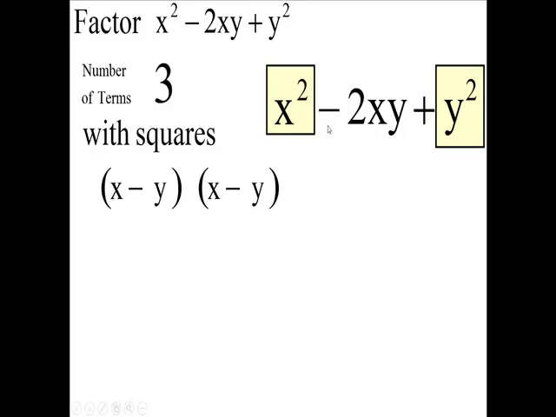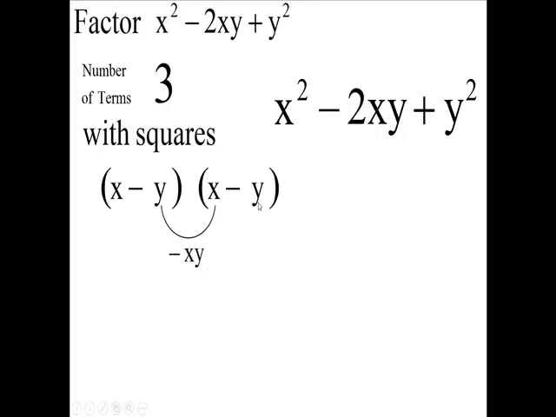But I want x times x and y times y to give me x squared and y squared. The question is, is this a perfect number right here? What are you talking about? Well, when you FOIL this thing, your outside terms are the x and the minus y. That's the outsides. The insides are these two terms, the minus y and the x. When you multiply the inside terms, you get minus 1xy.